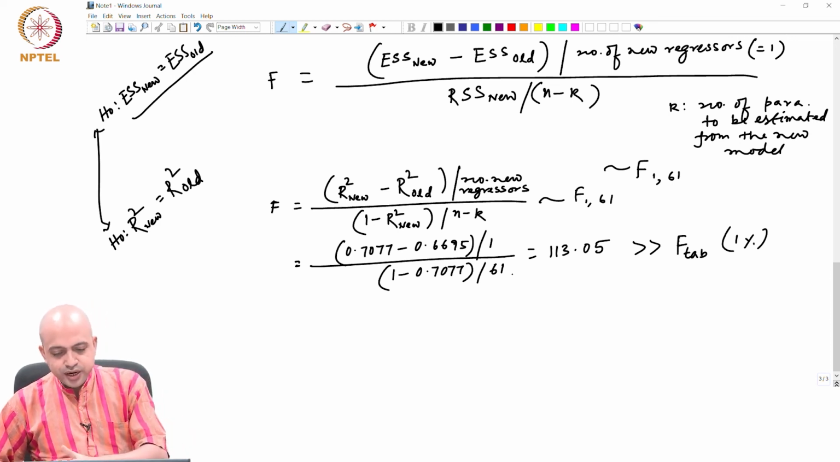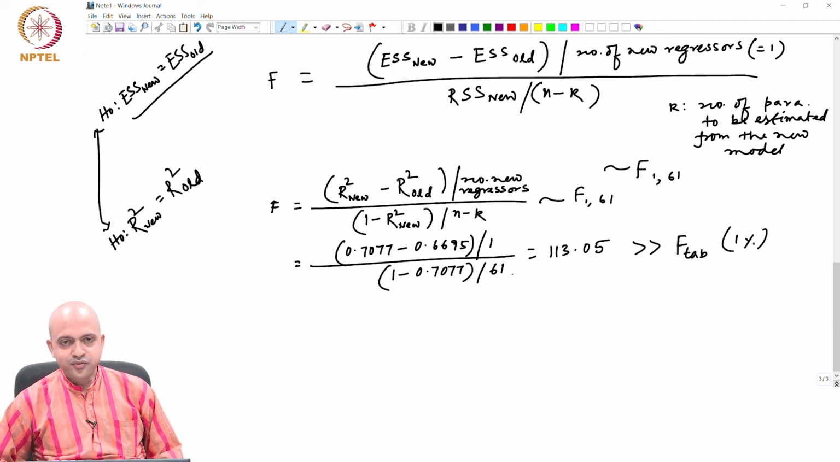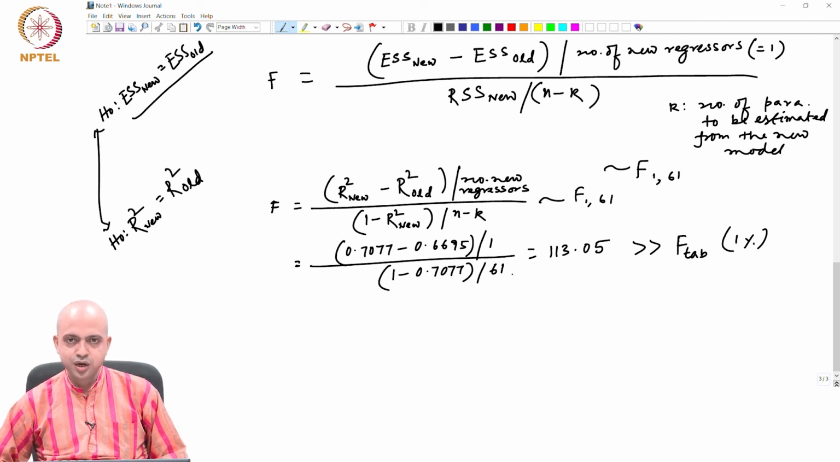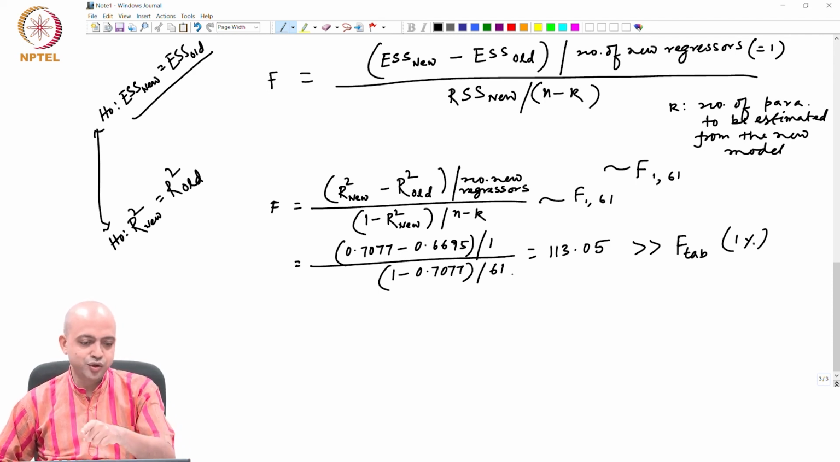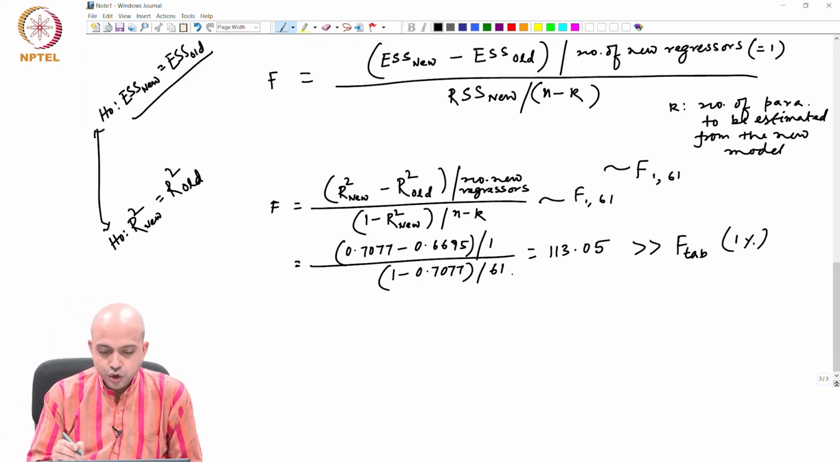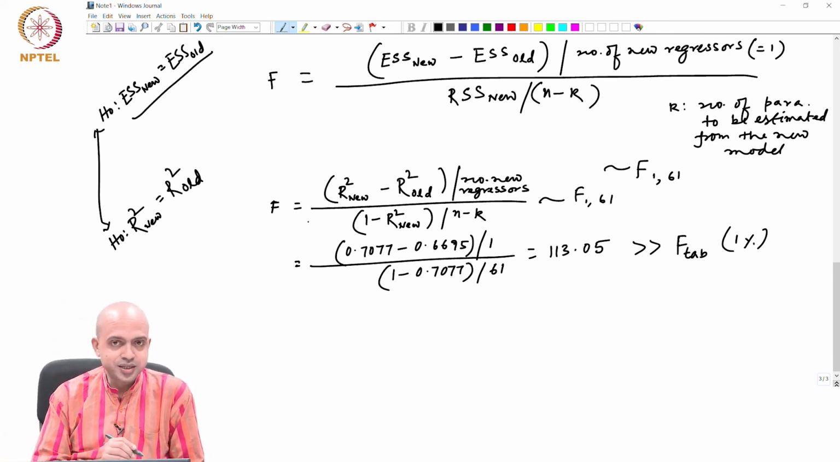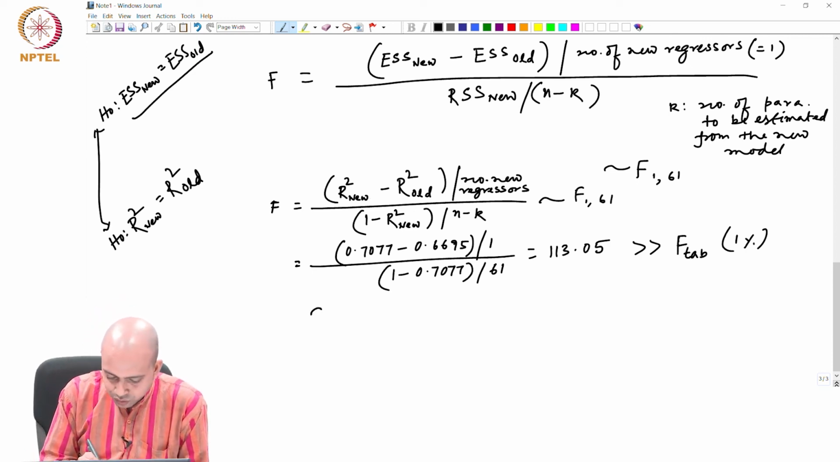Once you get your F value, compare it with the tabulated one, and if my calculated value is greater than the tabulated one, I can reject my null hypothesis, either ESS new equals ESS old or R square new equals R square old. But one thing you have to keep in mind whenever you are constructing the F statistic in terms of R square: I am giving you one cautionary note.